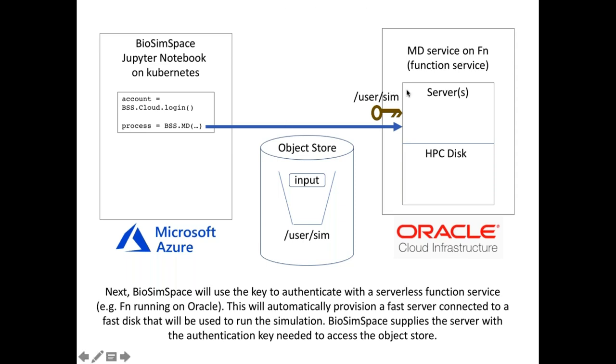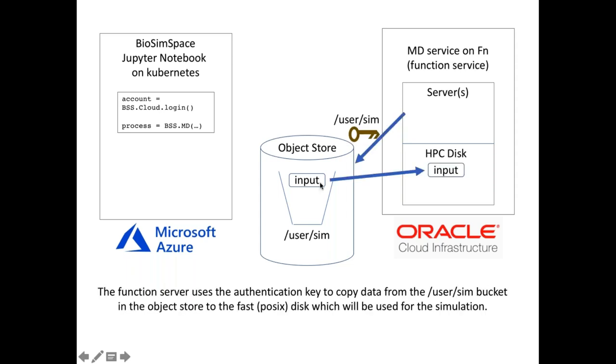The authentication key is used to connect to the service, authenticate with it, and say, we want to run this function. And here is the bucket in the object store where all of the input data exists. Once the function service is authenticated, it will then use that key to connect to the object store and copy all of the data from the object store through to an HPC disk, a fast disk, which is basically a POSIX disk ready for the simulation.